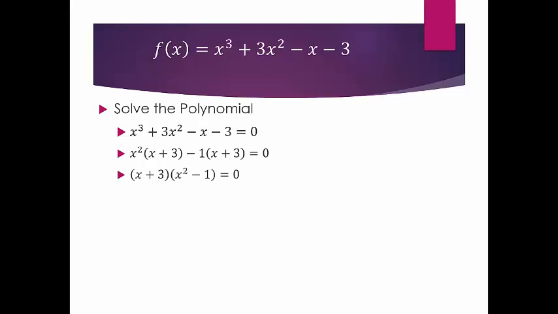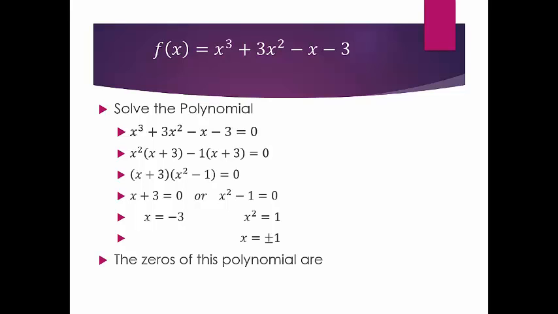So then we set each factor equal to 0. x plus 3 equals 0, or x squared minus 1 equals 0. Then we solve for x. x equals negative 3, x squared equals 1, so x equals plus or minus 1. So the zeros of this polynomial are negative 3, negative 1, and 1.